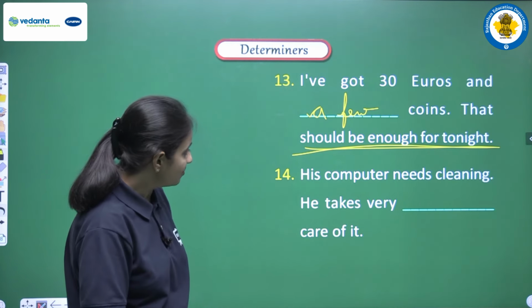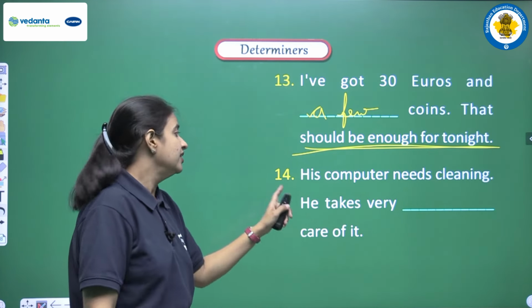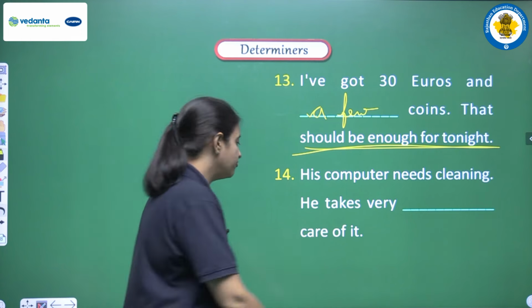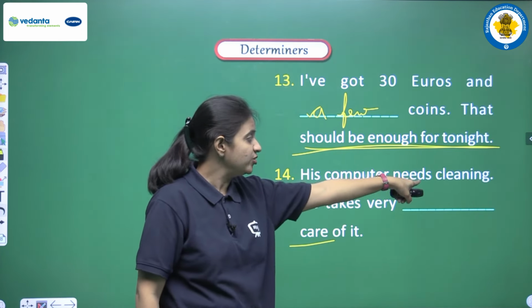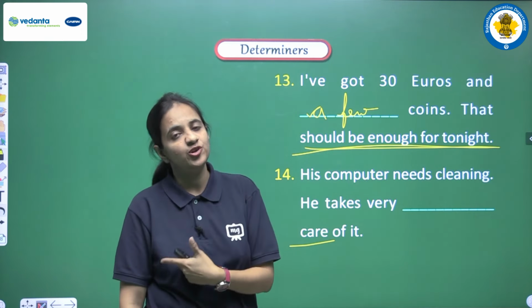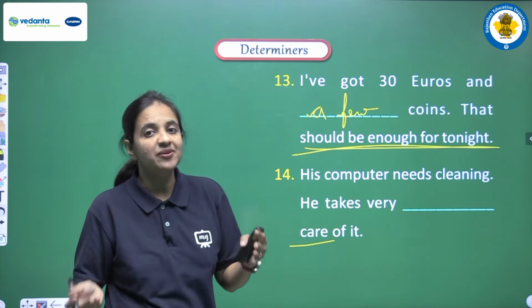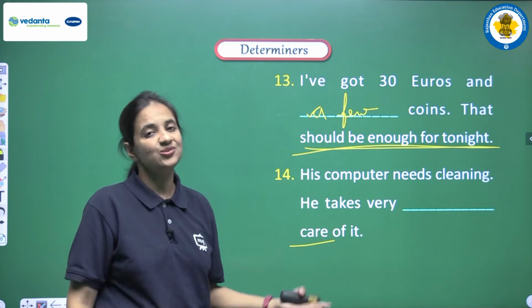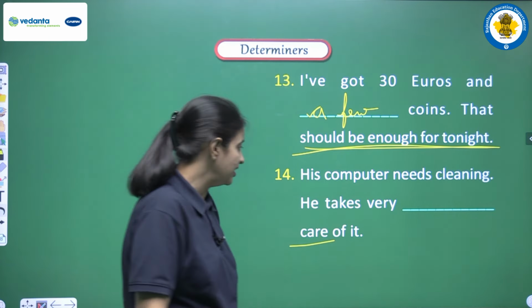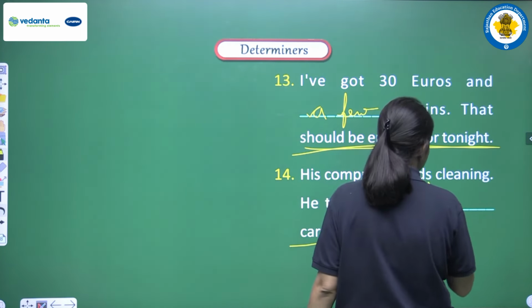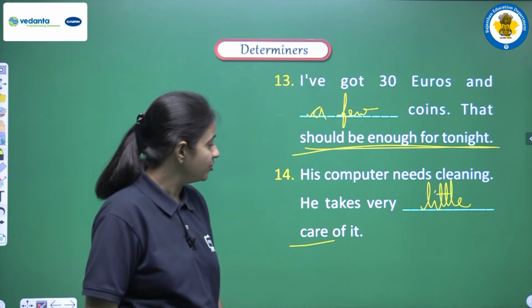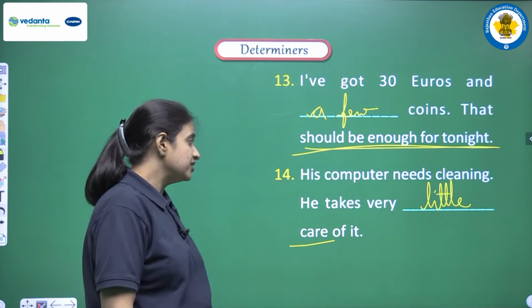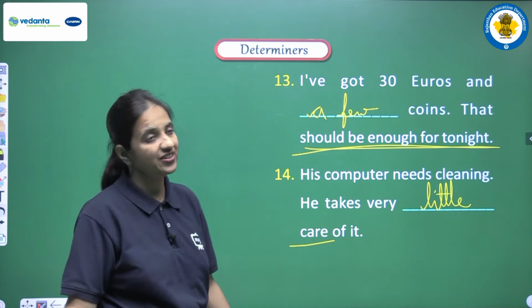Next is: his computer needs cleaning, he takes very care of it. Care is uncountable noun, and because of this reason that his computer actually needs cleaning. So computer को clean कब करना पड़ेगा? जब हम computer की care नहीं करेंगे. So here we are trying to show the negative meaning. So for care, here our answer will be little. And the sentence will be: his computer needs cleaning, he takes very little care of it.